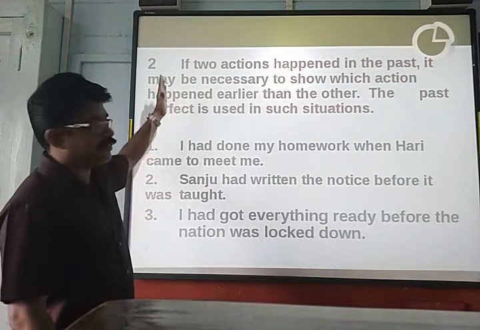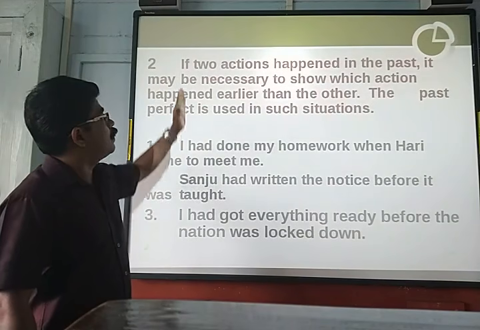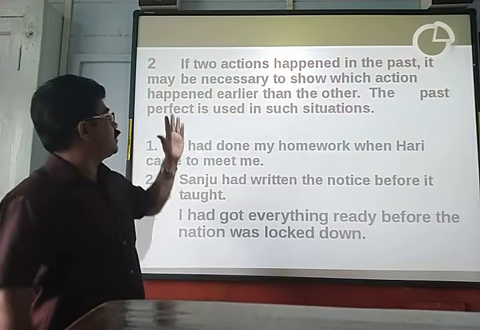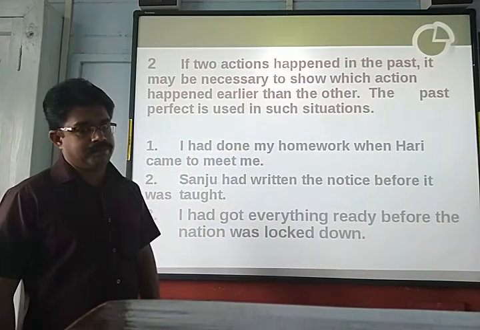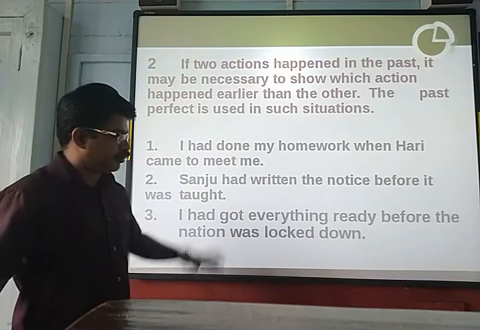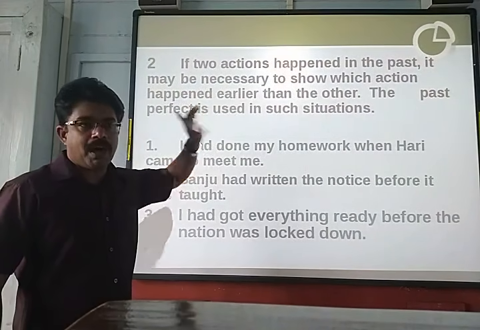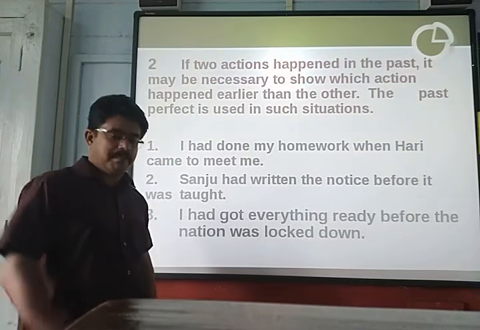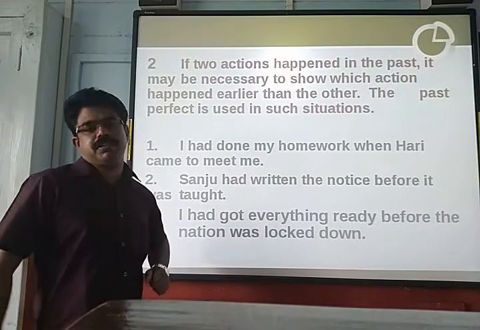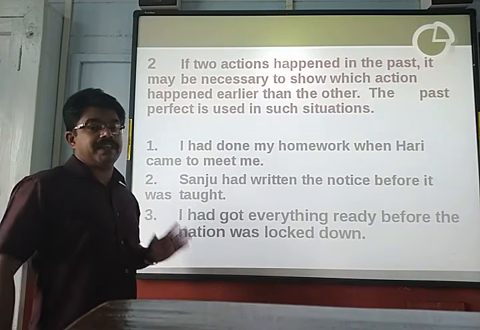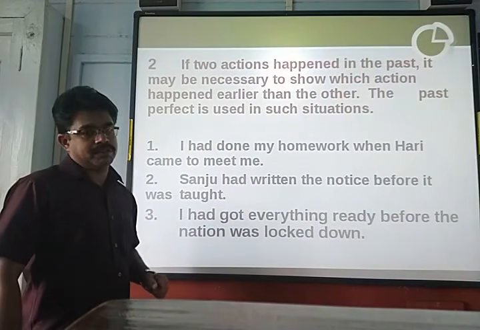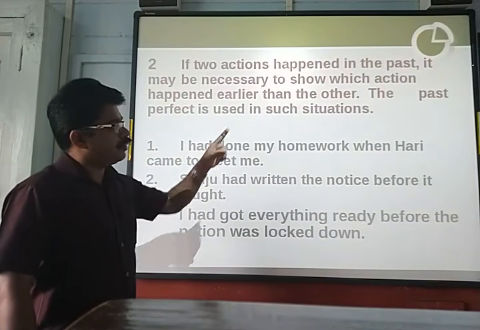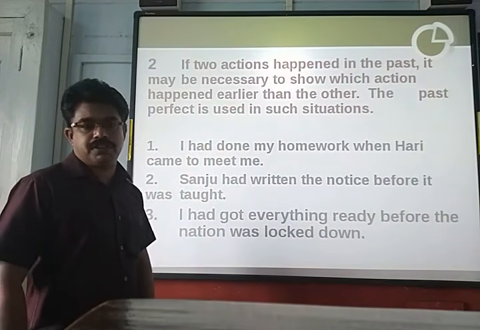So next one, that is the second usage. If two actions happened in the past, it may be necessary to show which action happened earlier than the other. In the previous note we said past of the past. Two actions have taken place. Here it is mentioned that it is necessary to show which action has taken place earlier than the other. In such a case, we use past perfect. The past perfect is used in such situations.